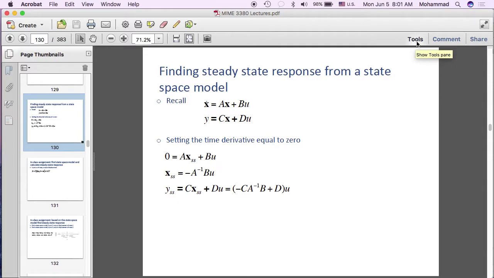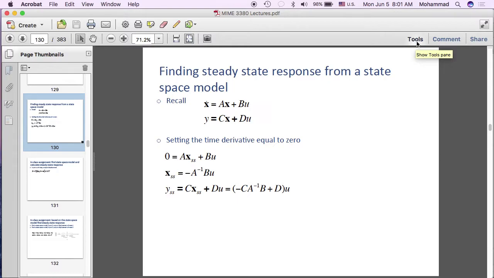So far we have found, if you recall, steady state response from differential equations. The approach there was to set every term that had a time differential on it to zero so we can find steady state response. We also introduced a theorem called final value theorem for finding a steady state response from transfer functions. This is the last type of model. The third type is a state space model.